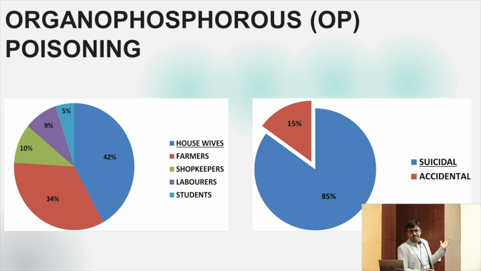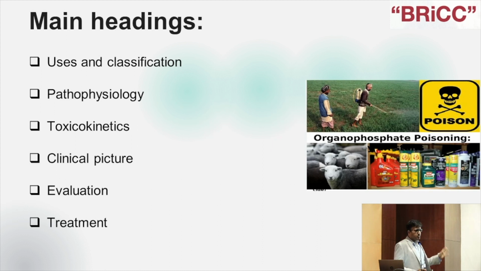Why that is, this slide just summarizes: because it's so cheap and easily accessible, it continues to remain a problem. Housewives and farmers both get equal access to these things. The main reason is that in urban India now, there are room sprays and such, which are less toxic, but easily available. That's why it's still a problem. In most case series, around 80-85% is suicidal intention, and accidental cases are farmers who get exposed to these toxins while spraying. So these will be my main headings in this talk. We'll go through them one by one.